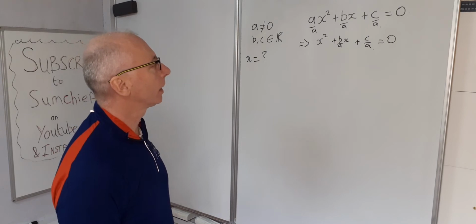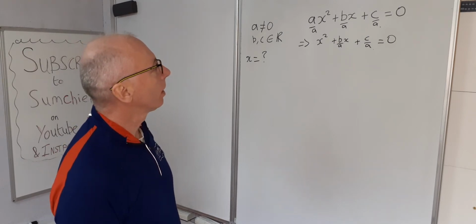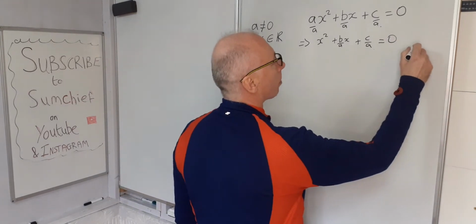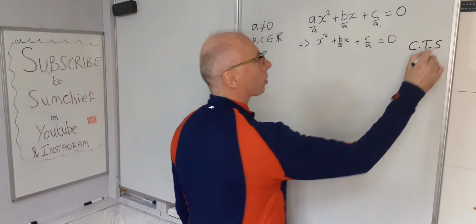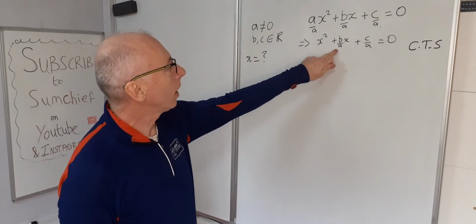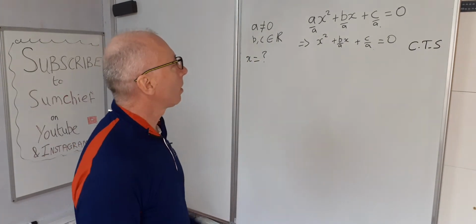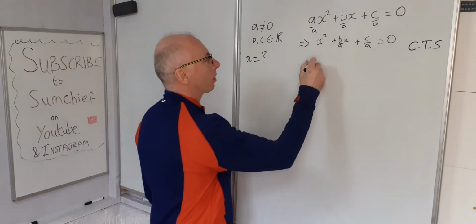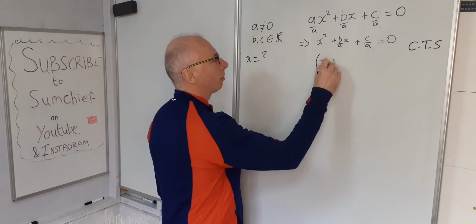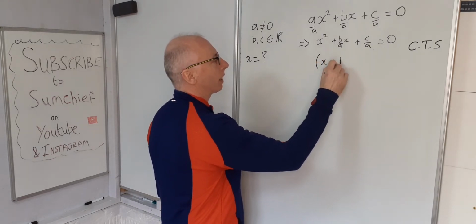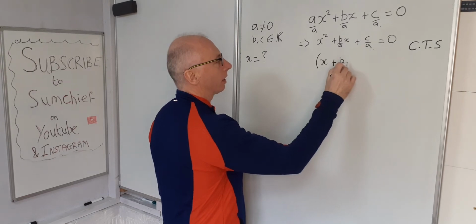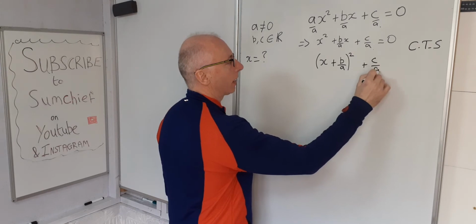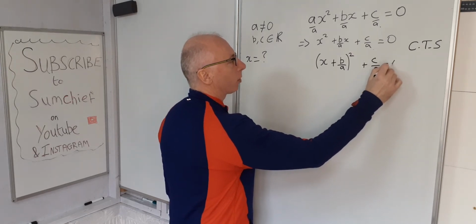Okay, right, now what do we do next? So next what we need to do is we could complete the square. So let's put this here, complete the square. So how do we complete the square of this one? So we need an x here and the x to disappear from here. So we need something in the form of x plus b over a squared plus c over a equals 0.